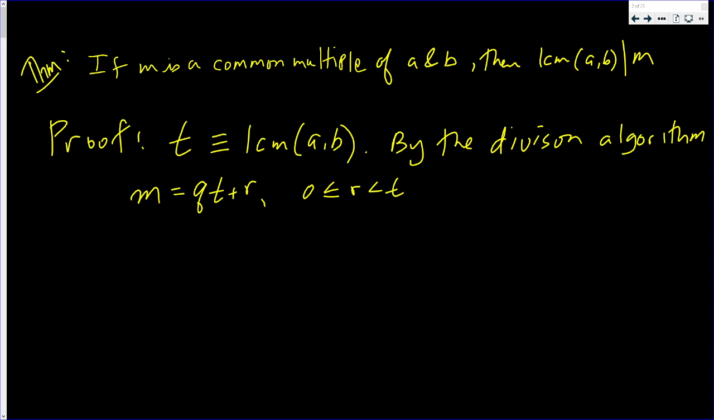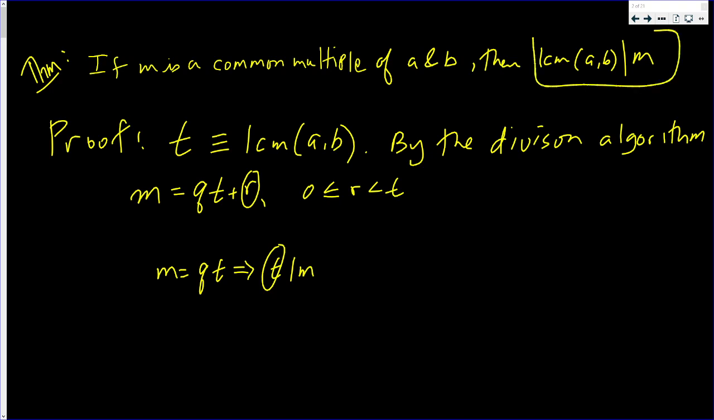Okay. Now, I want to show that r is a common multiple of a and b. That is, I want to show basically that r is 0. If r is 0, then m will equal qt, which implies that t divides m. And t was the LCM. And that is, after all, what we want to show.